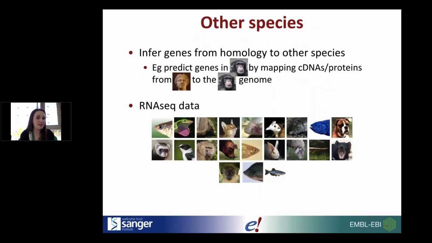So we get a little bit creative. One of the things we use is homology to other species. So for example, chimp genes were largely annotated by mapping human cDNAs and proteins onto the chimp genome. Obviously, this is ever so slightly less reliable than using chimp proteins, but if they're not available, we make do with what we've got.